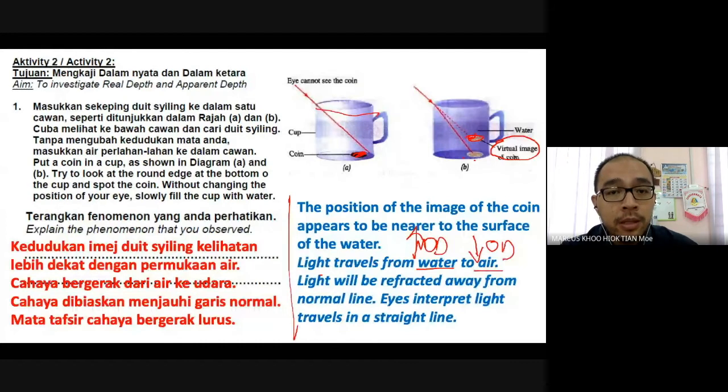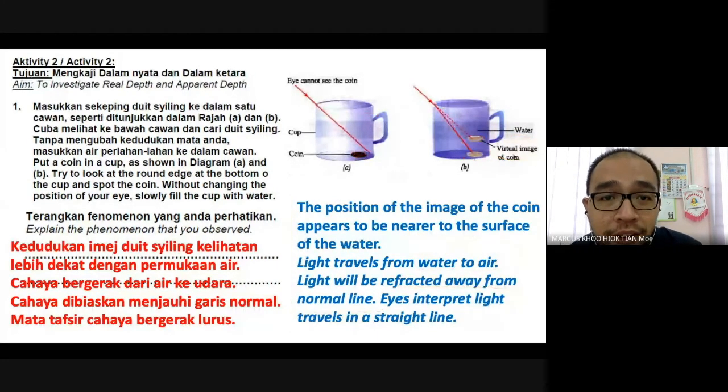Remember, if light is traveling from more optically dense to less optically dense, it will be refracted away from the normal. So this is what happens. Sorry. Over here, let's say I draw a normal line. As it comes, this is the I, and this is the R. So it will be refracted away from the normal towards our eye.